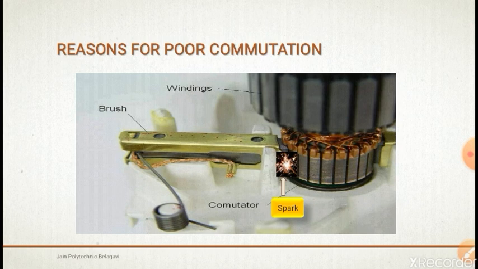There is one main reason for this poor commutation, that is reactance voltage. This reactance voltage is very small in magnitude, but it produces a large current through the coil, whose resistance is very low due to short circuit. There are some methods to improve this poor commutation that will be studied in the next video.